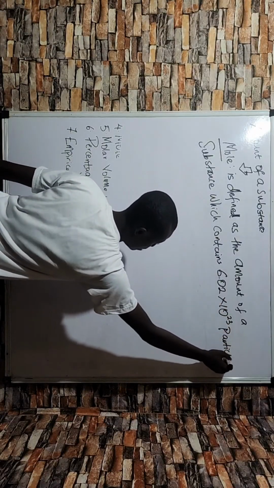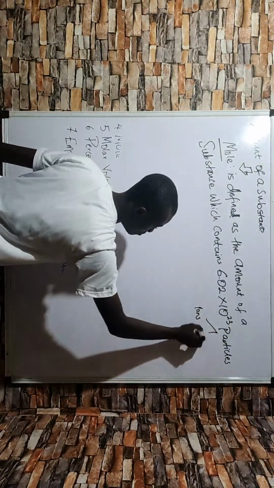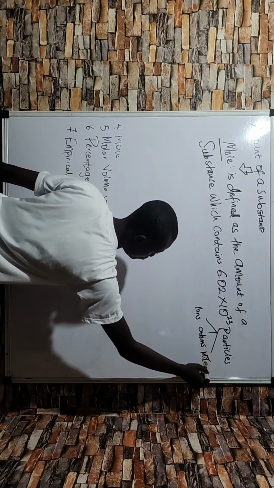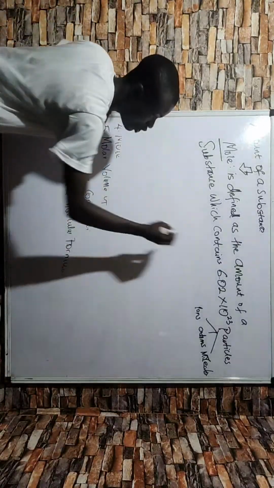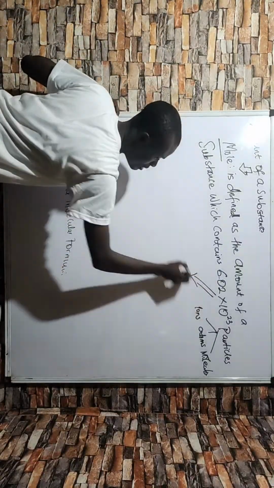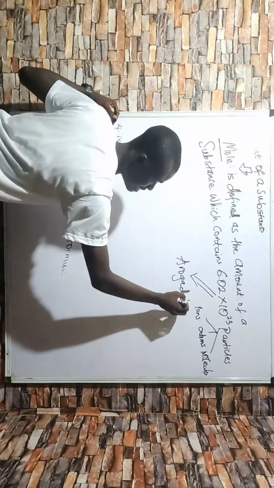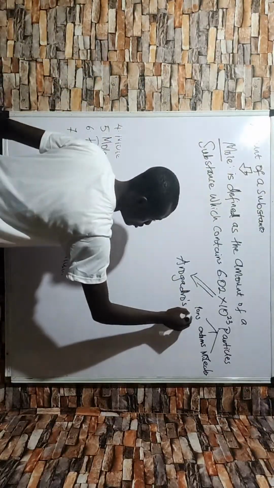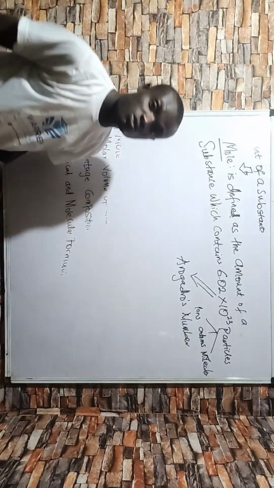Now these particles can be anything. These particles can be ions, atoms, or molecules. This number here is what we call the Avogadro number. Avogadro's number. In our 2nd or 3rd class, we talked about Avogadro's law. So Avogadro's number is what we refer to as 6.022 times 10 to the power 23.